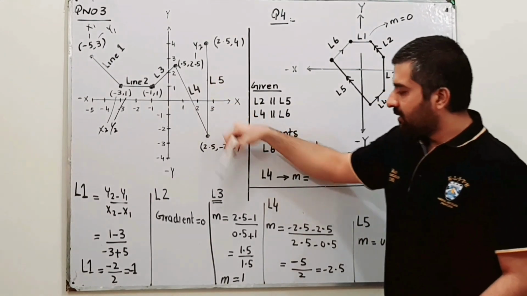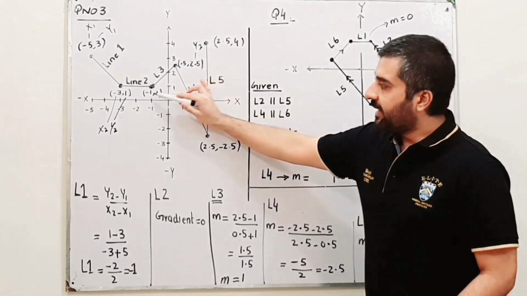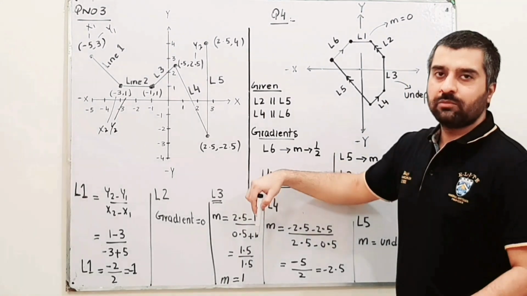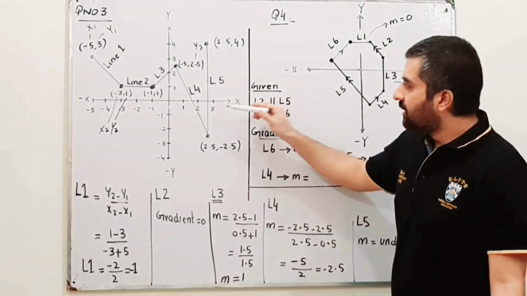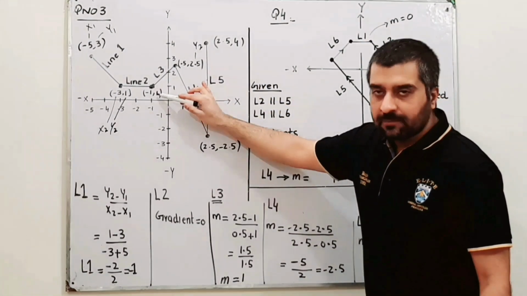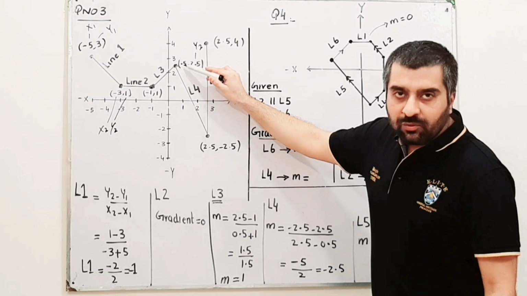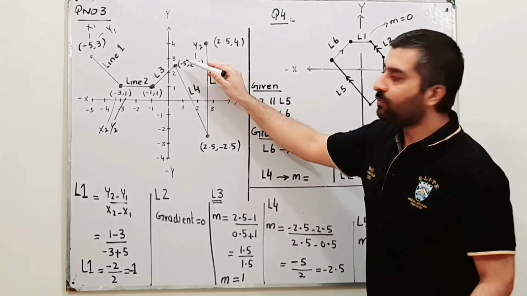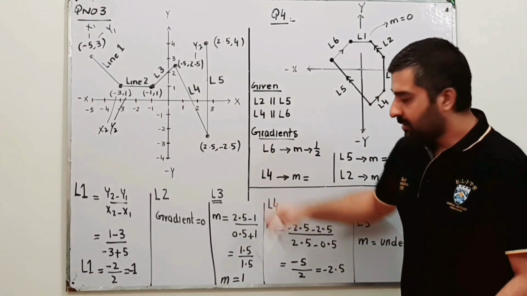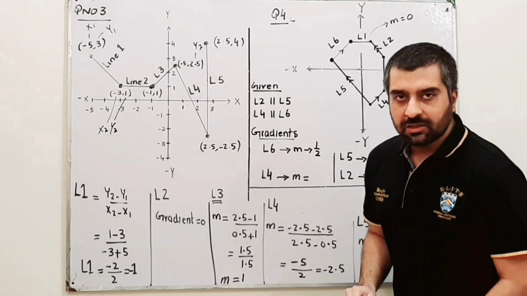2.5 minus 1, y2 minus y1, divided by x2, which is 0.5, minus x1, which is -1. So 0.5 minus -1, because we subtract them. Again I will repeat this. y2 is 2.5 minus y1 which is 1, so 2.5 minus 1. x2 is 0.5 minus x1 which is also -1. So minus and minus will become plus. So your answer will be 1.5, and the gradient for line 3 is 1.5.